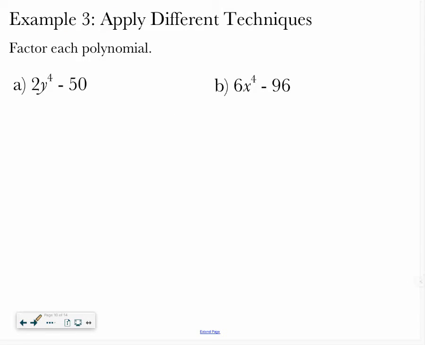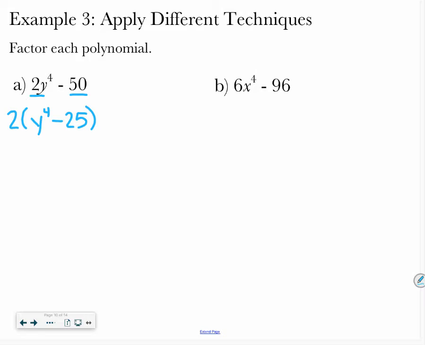Okay, now we're going to apply different techniques that we have learned throughout this chapter so far. So the first thing you need to remember, and it doesn't matter what problem you're looking at, you always want to see, do these terms have anything in common? So I see that they're both even numbers, so I'm going to pull a 2 out. I'm left with y to the fourth minus 25.